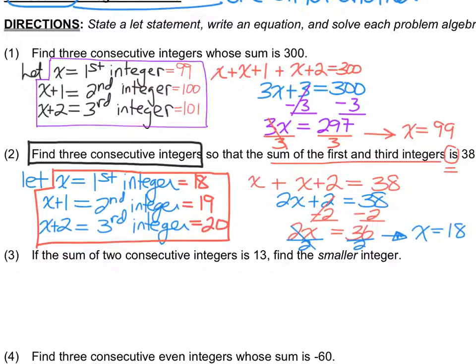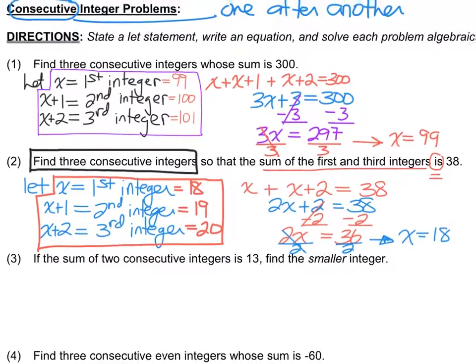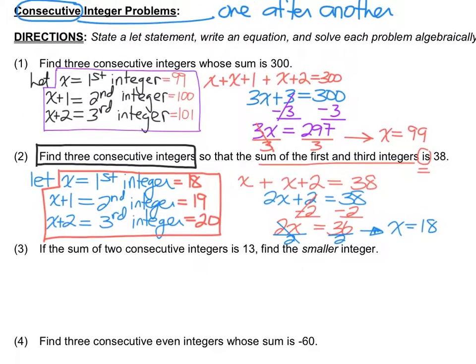And then you could do a kind of a mental check. The sum of the first and third integers is 38. True? Yep. Yeah, 18 plus 20 is 38. All right, so we're in good shape there.